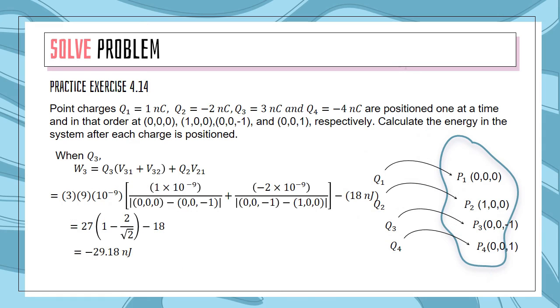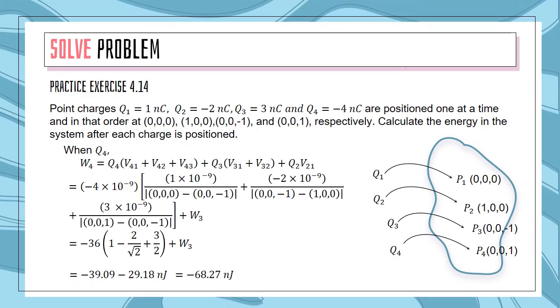So next, we have to find the work done for charge 3. The equation is work done 3 equals Q3 in bracket V31 plus V32, plus Q2 V21. Q2 V21 is actually the work done 2. As we know, in the system we have the work done for Q2 and Q1, so we have to consider the work done for Q2 and also Q1. As usual, we simply insert the values and we get the answer of negative 29.18 nanojoule.